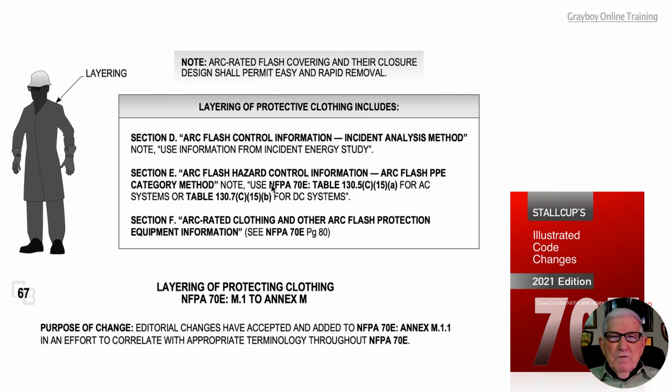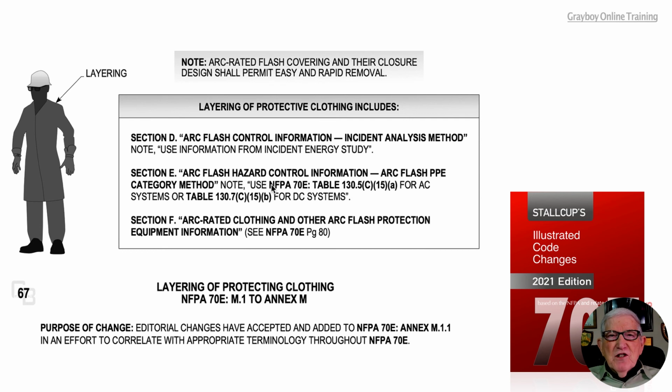But for example, and I'm just giving an example, if we were wearing a Category 2 uniform in accordance maybe with Table 130.7(C)(15)(C), a Category 2 uniform is about 8 cal. And say that you used a coverall that was 8 cal.